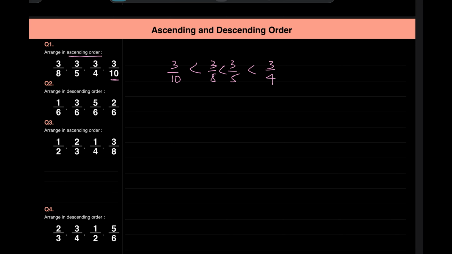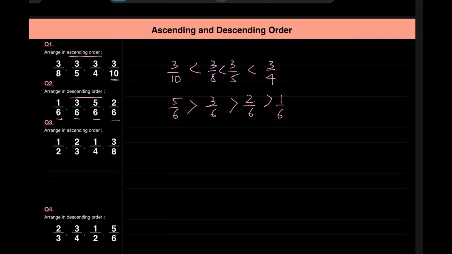Next one, we have to arrange it in the descending order. That means the biggest fraction will come first. Now this is also already like fractions, so we don't have to do anything for it. Which is the biggest over here? 5 upon 6, 5 is the greatest number. 5 upon 6 is the largest fraction, followed by 3 upon 6, 2 upon 6, and 1 upon 6.